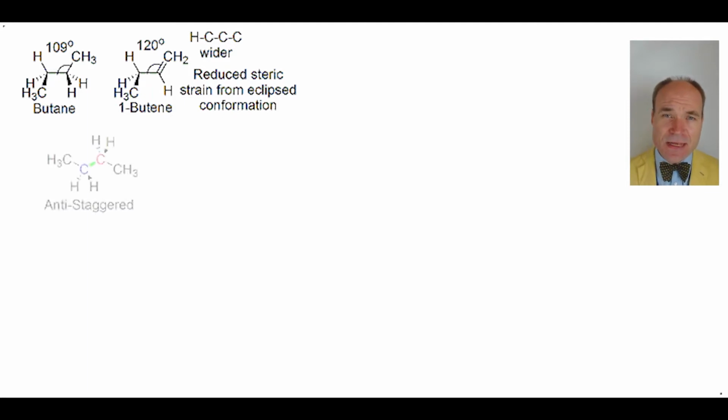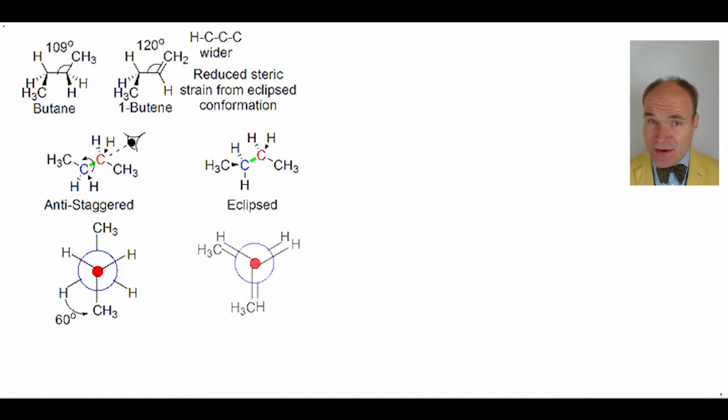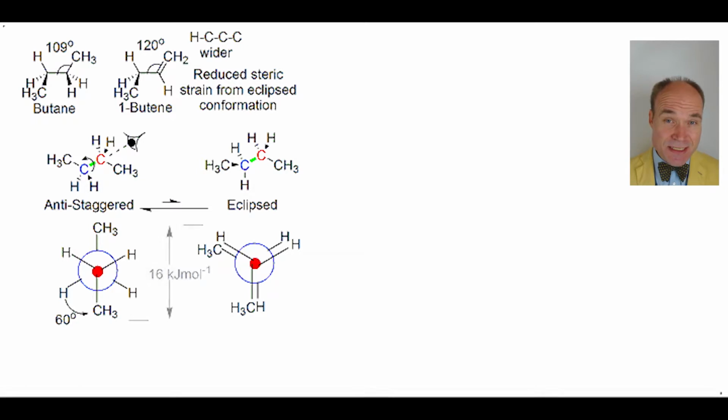Let's consider the anti-staggered conformation viewed down carbon 2 red to carbon 3 blue in Newman projection. Upon anti-clockwise rotation about the 2,3 carbon-carbon bond by 60 degrees, the eclipsed conformation is generated. With butane, the largest population of the two conformations is the anti-staggered conformation, due to the 16 kilojoules per mole lower energy than the eclipsed conformation.